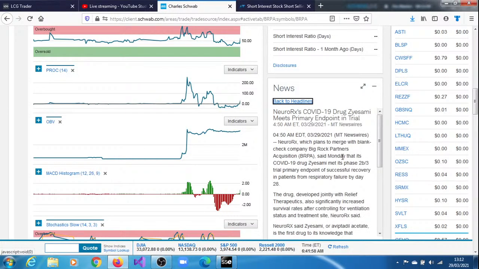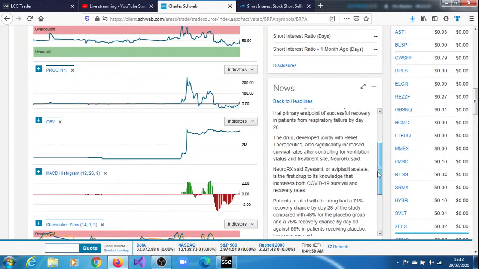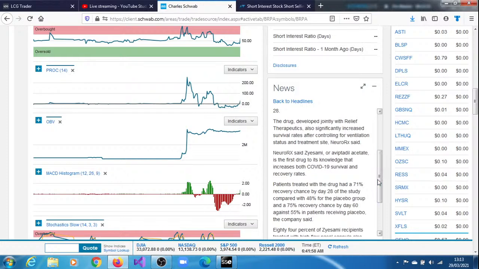Let's see. NeuroRx, which plans to merge with blank check company Big Rock Partners, said Monday, which is today, that its COVID-19 drug Zyesami met its phase 2B/3 trial primary endpoint of successful recovery in patients with respiratory failure by day 28. The drug, developed jointly with Relief Therapeutics, also significantly increased survival rates after controlling for ventilation status and treatment sites.